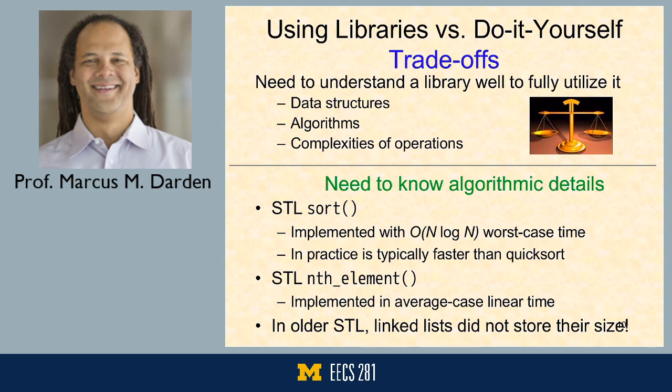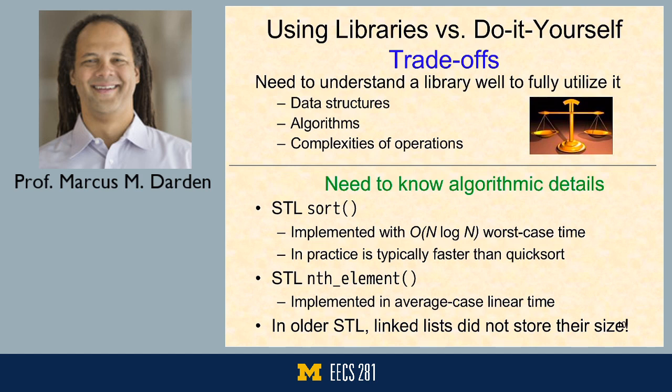So you need to know the complexities of things, and you need to know some of these algorithmic details as well. So you can look up STL sort, for instance. That one's implemented n-log-n worst case. That's great. In practice, it's typically faster than quick sort. It uses quick sort, but if you know the details of these things, then when you go to use them, you're better off. Some examples, nth element.